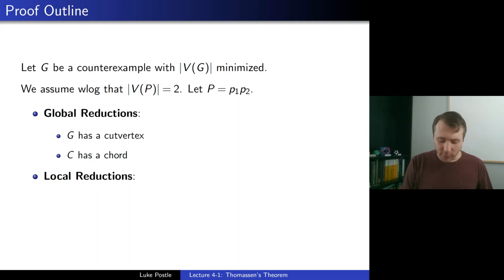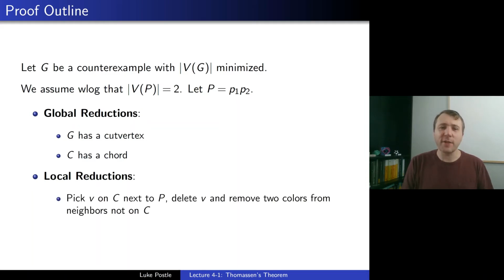They're only going to need 1 to work in all the cases, and that goes like this. We'll pick a vertex V on C that's next to P, on the outer face. We're going to delete it, and we're going to remove 2 carefully chosen colors from the neighbors of V that are not on C. That may not make a lot of sense to you now. It will later at the end when we show a picture and go through the details. But this is just the outline. So there are some global reductions, and then there's a little local reduction around the pre-colored path P that lets us make progress.